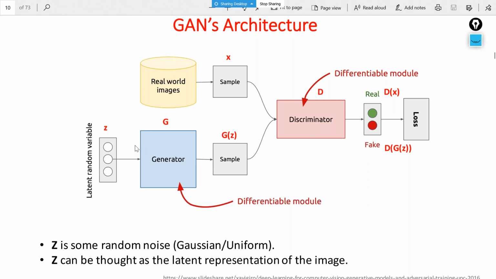A generator's task is to generate a new image, one which looks exactly like a real image. So the generator is kind of like a thief, and the discriminator is like a police officer. It has to detect whether it is a real image or a fake image. Okay, so there are two tasks happening.